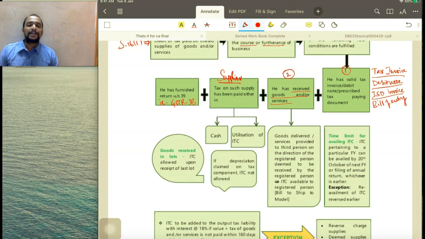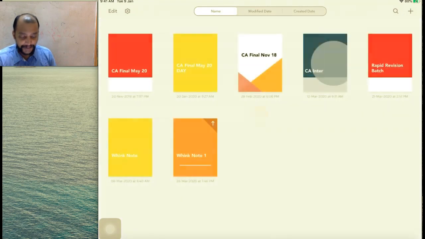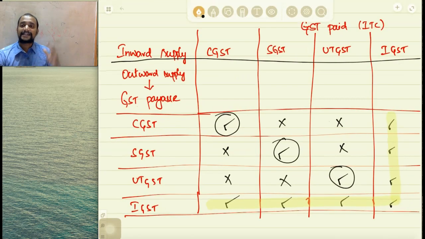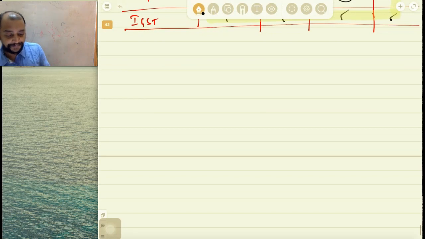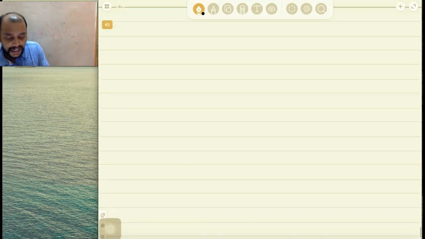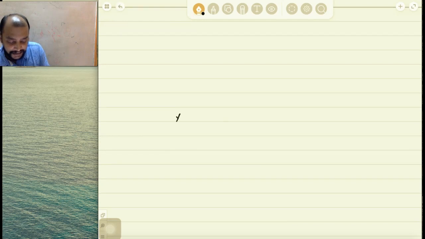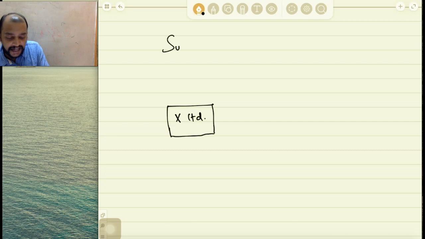Now, with respect to these 4 additional conditions, we have some special points. Let's try to understand that. You should be actually receiving the goods or services, then only you can take the ITC. Now, let's take a scenario. There is one person who is X Limited, and X Limited placed an order with a supplier to deliver the goods to Y Limited.